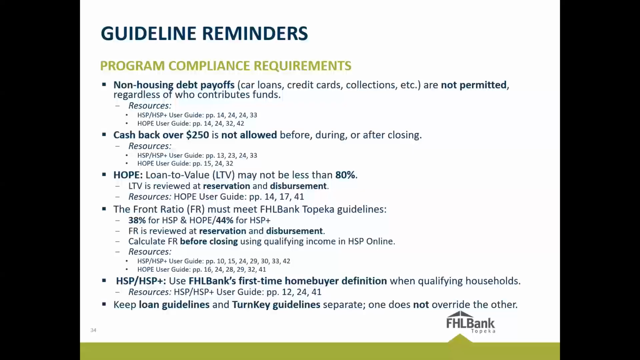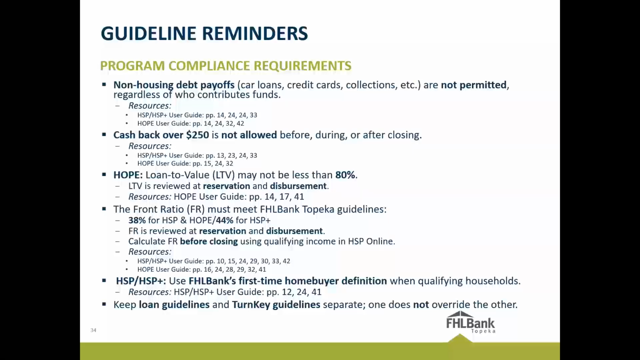For the HOPE grant, remember that the loan-to-value ratio must be at least 80%. This is reviewed at reservation and disbursement. For HSP and HOPE, the front ratio may not exceed 38%. And for HSP Plus, the limit is 44%. These are also reviewed at reservation and disbursement.